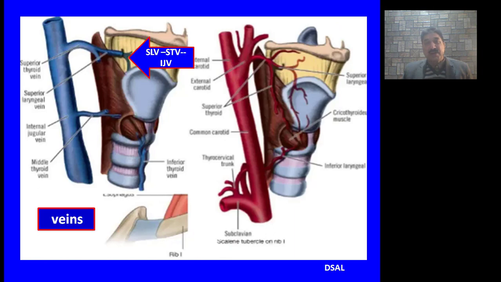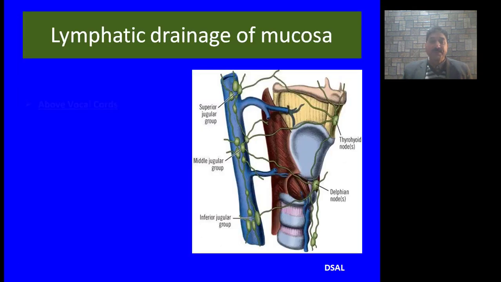Veins of the vocal cords. Above the vocal cords, the mucosa is drained by the superior laryngeal vein, which after piercing the thyrohyoid membrane drains into the superior thyroid vein. Below the vocal folds, it is the inferior laryngeal vein, which drains into the inferior thyroid vein, which in turn drains into the left brachiocephalic vein. Lymphatics of the laryngeal mucosa are important because malignancies of the larynx spread through these lymphatics.